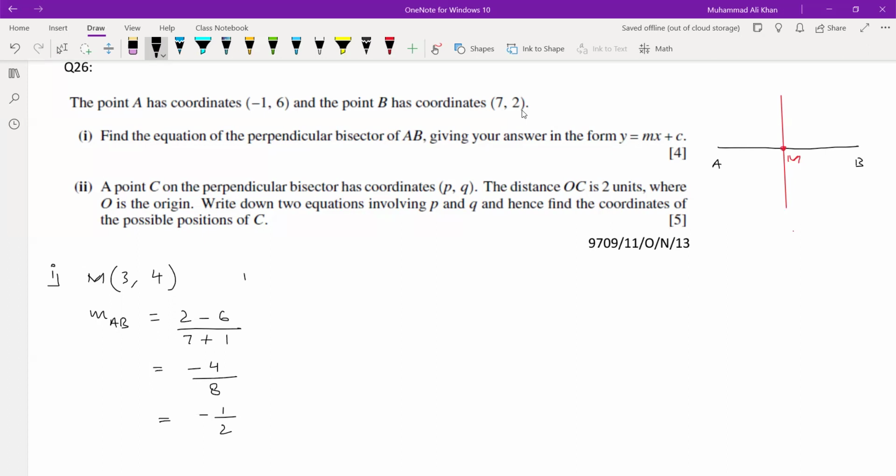After that, what is the gradient of the perpendicular bisector? Negative reciprocal. So it is equal to 2. Now, by using y minus y1 equals m times x minus x1, where x1, y1 are the coordinates of the midpoint. So what is y1? 4. Gradient is 2. x1 is 3. So now y minus 4 equals 2x minus 6, and y equals 2x minus 2.